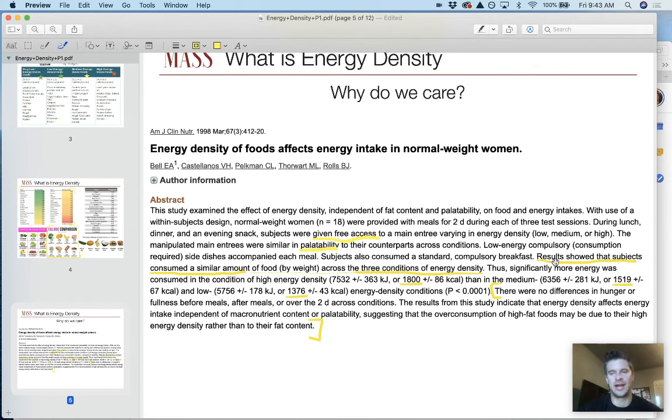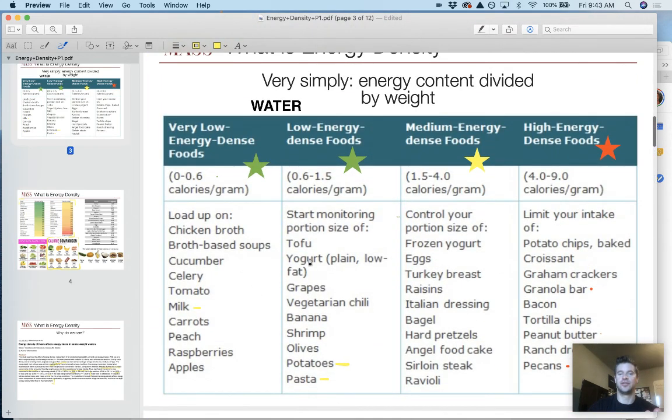So this is an important line here. It said, results showed that subjects consumed a similar amount of food by weight across the three conditions of energy density. Okay. So again, that literally means that, I'm just using this as an example, all the participants roughly maybe consumed 2 pounds of food throughout the day in weight, but obviously 2 pounds of a lot of these foods may only be 1500 calories, while 2 pounds of those foods may be 3000 calories, right?